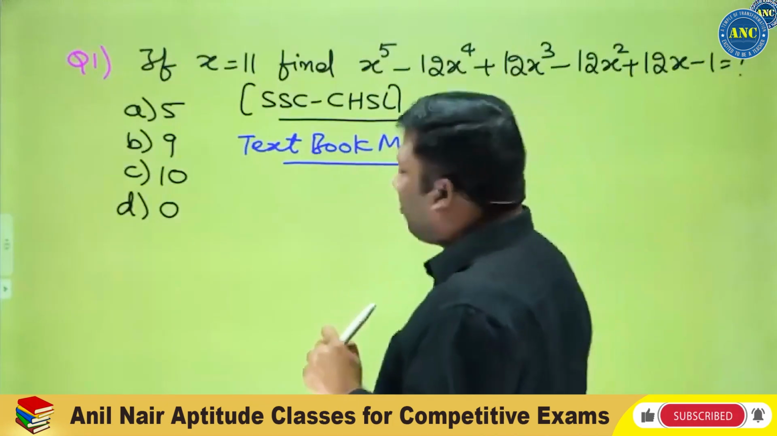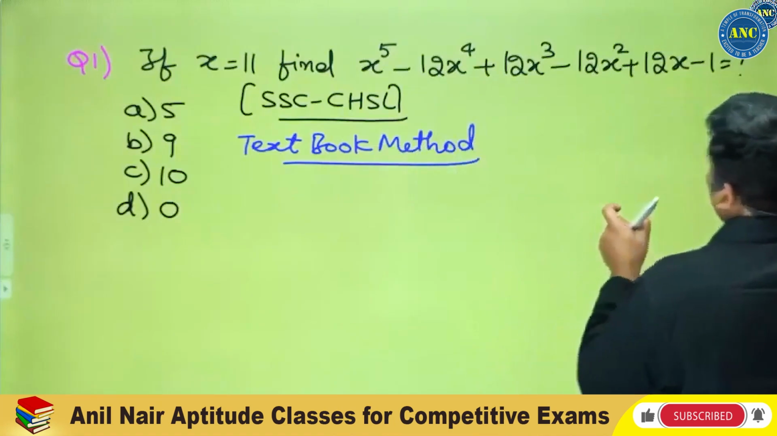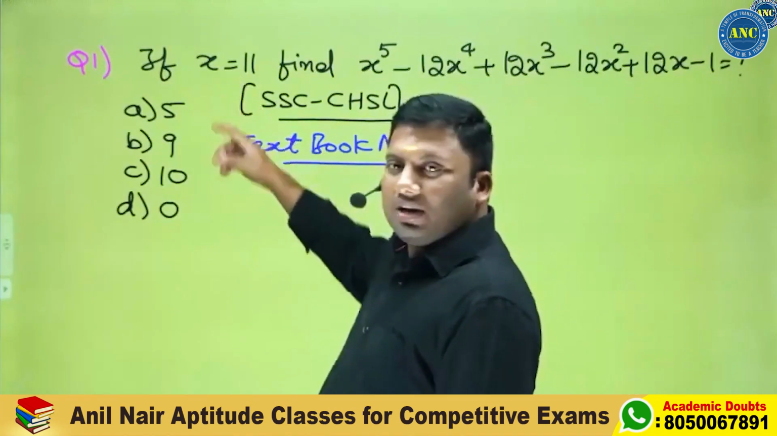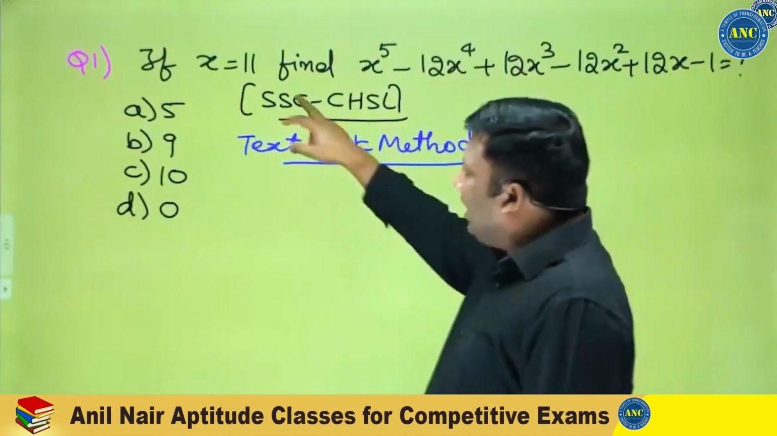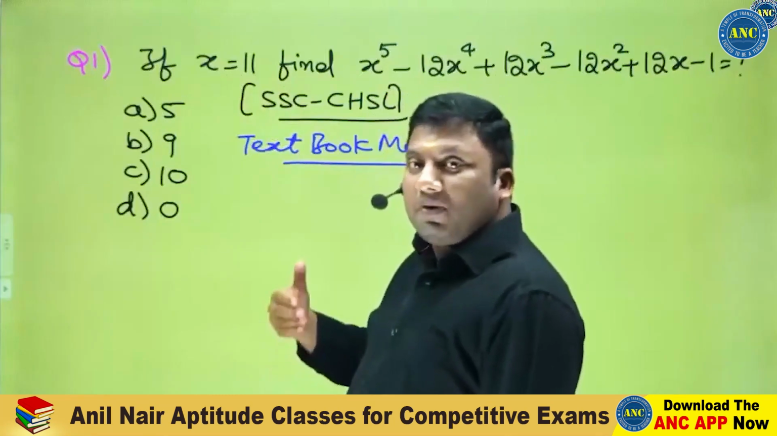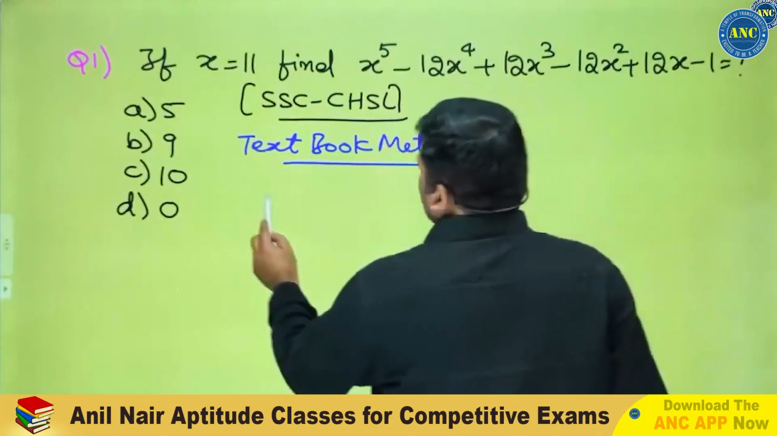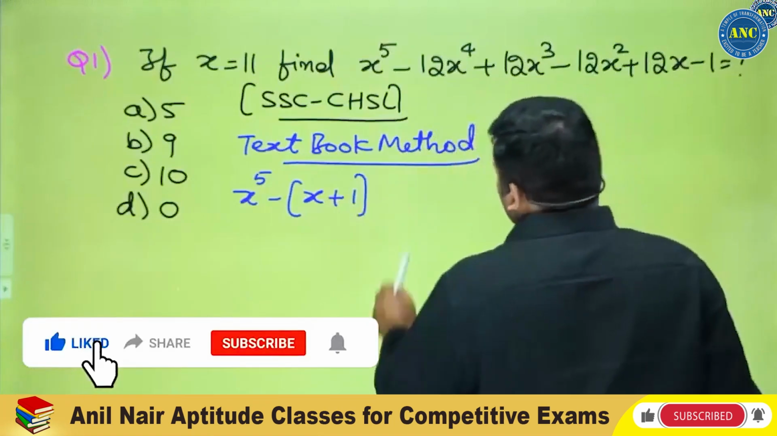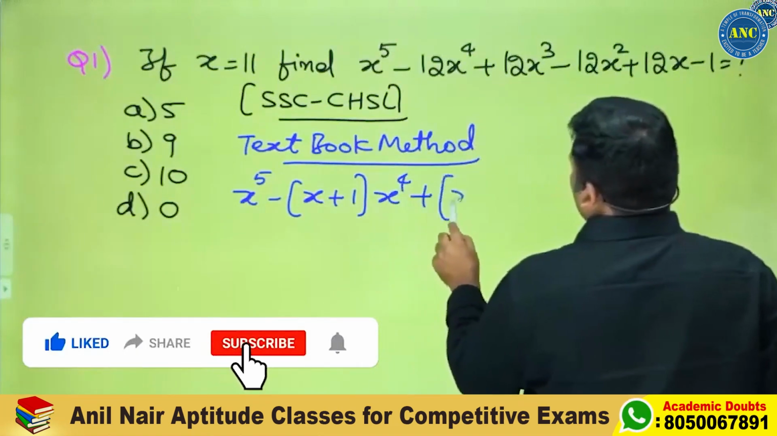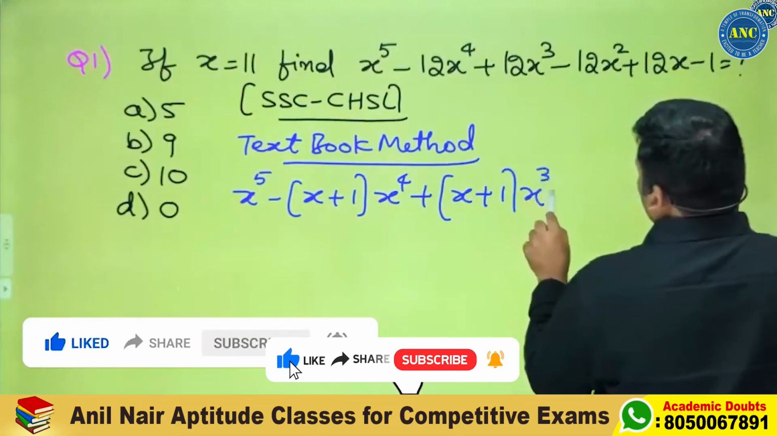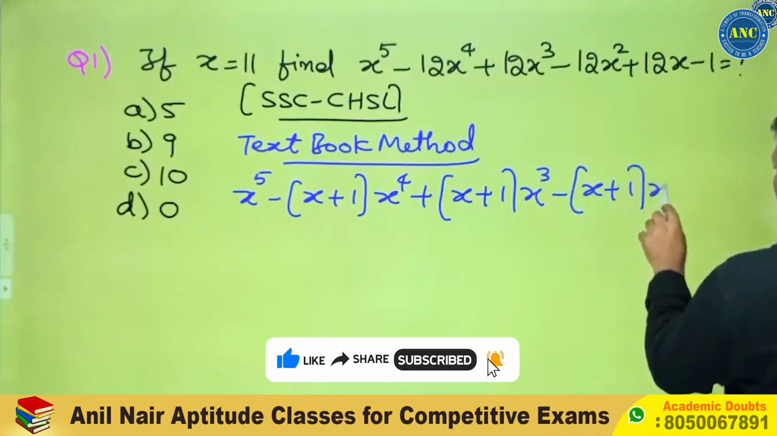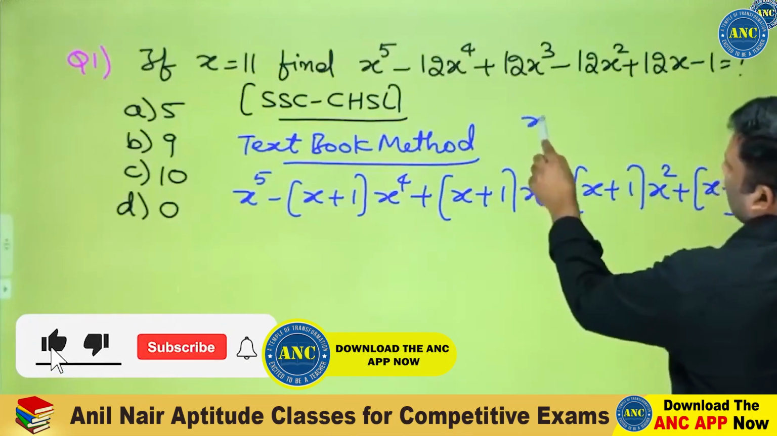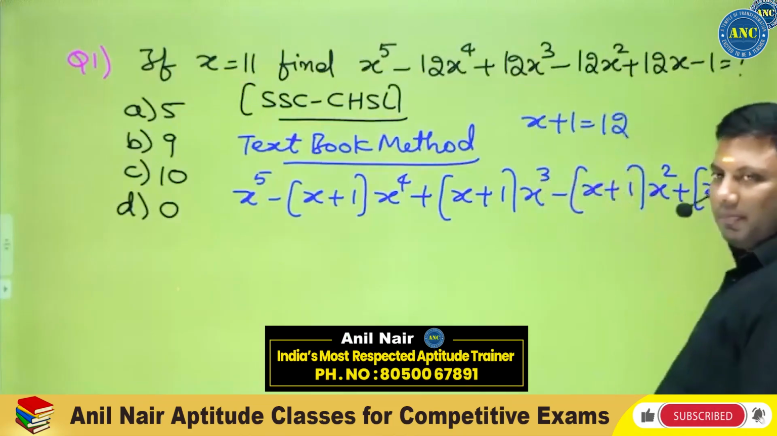First read the question. x is given as 11. Find x power 5 minus 12x power 4 plus 12x cube minus 12x square plus 12x. What are the coefficients? They are 12. So x power 5, wherever 12 is there, I will write it as 11 plus 1, which is x plus 1, into x power 4, and wherever 12 is there, I will write it as x plus 1 into x minus 1. Where x plus 1 is 11 plus 1, it is 12.